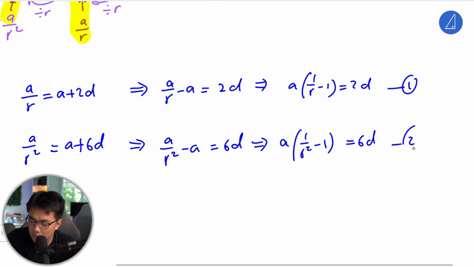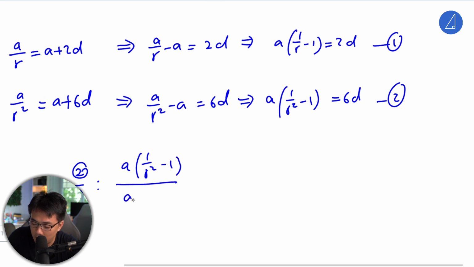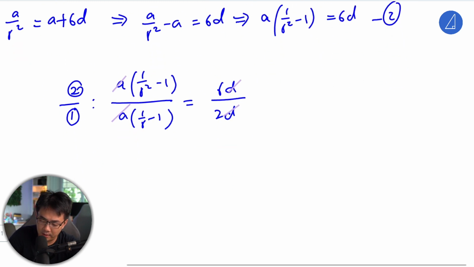For equations 1 and 2, what I'm going to do is divide the second equation by the first, because then we can cancel out the a. Essentially, what I want is r squared and r to be in one equation. Alright, so taking 2 divided by 1 will be a times r squared minus 1 over a times 1 over r minus 1 equals 6d over 2d. Cancel off the d, cancel off the a. What is left behind is r squared minus 1 over 1 over r minus 1 equals 3.